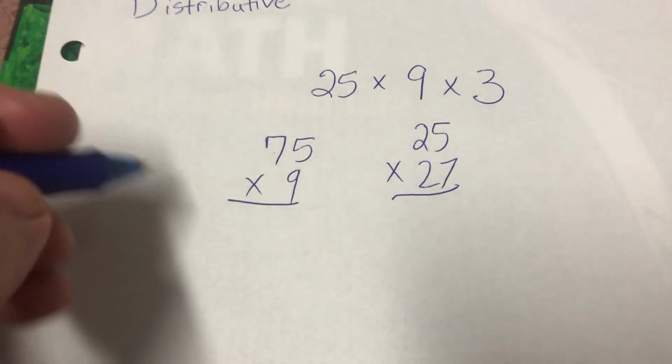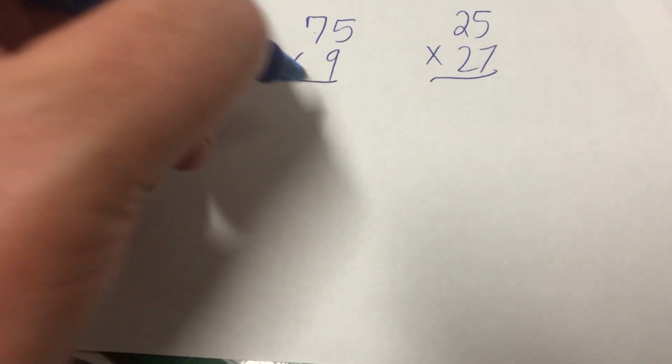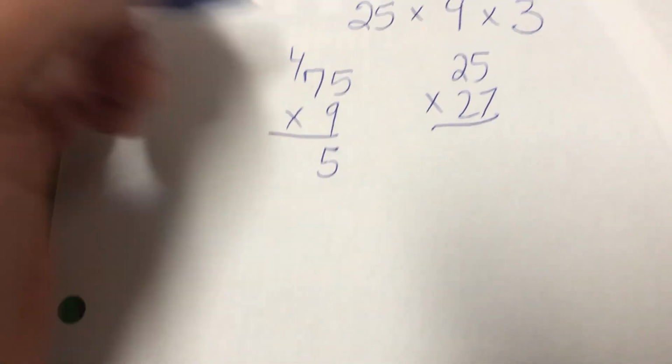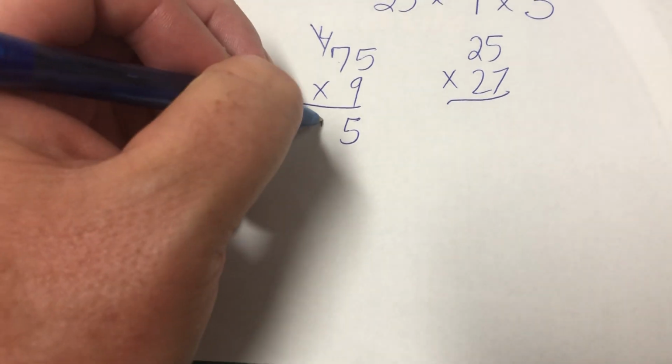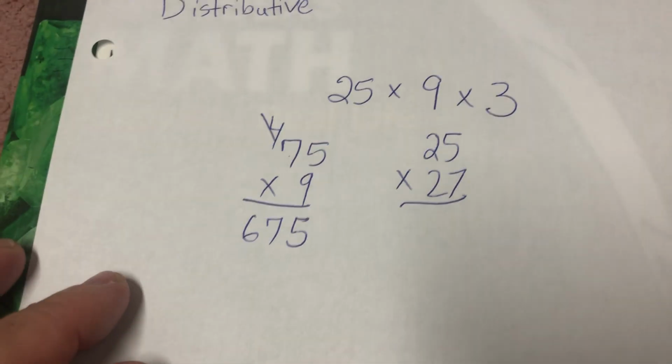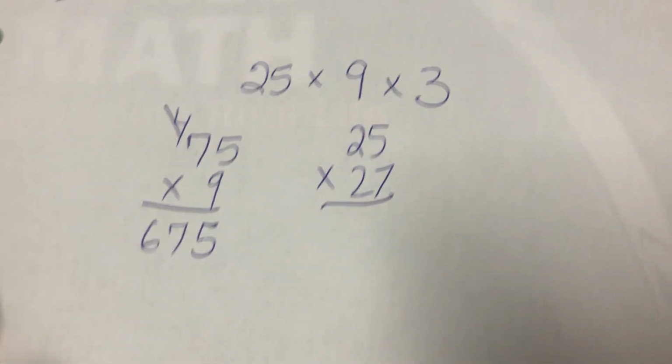And just to prove to you, 9 times 5 is 45. Put the 5 down, carry the 4. 9 times 7 is 63, plus 4 is 67. I get 675. So I come over to this one.